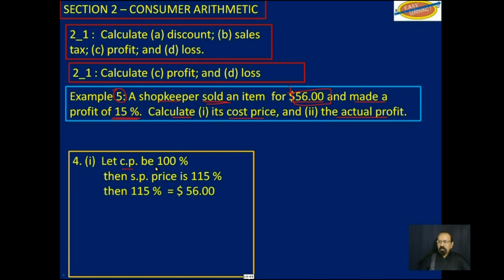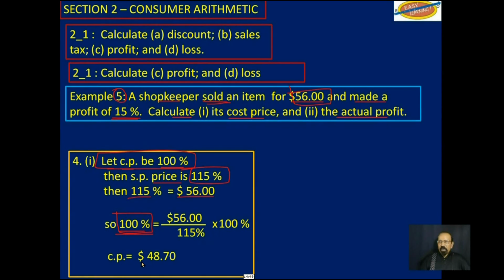So let the cost price be 100%, then the selling price would be 115%, but we know that that 115% is $56. So we will find for 100%. Remember, we want the cost price, and we said we will let the cost price be 100%. So when we find 100%, that will be the cost price. So 56 divided by 115 multiplied by 100, and we get 48.70.